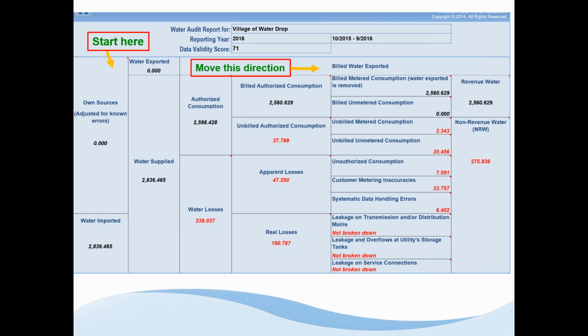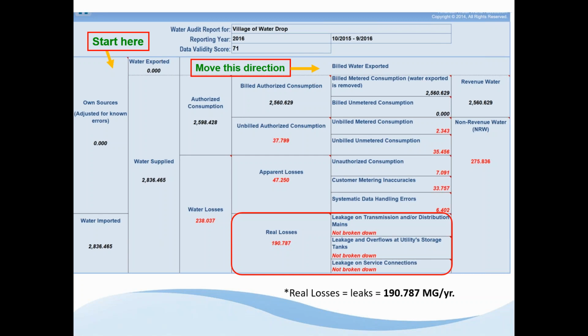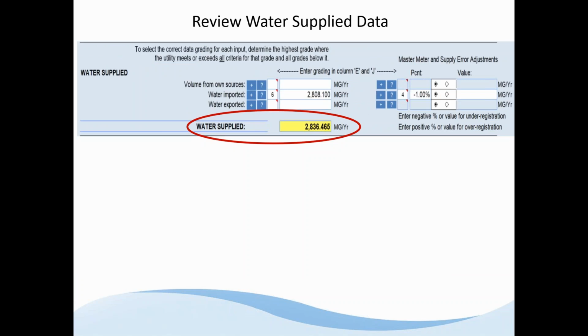So you start there and you move that direction as you pick it apart and as you fill the data out. Again, the concern on this one, a practice that they're now changing in their system, is tracking their real losses and what's happening when they have water main breaks and they find leaks and everything else when they do leak surveys. But all this goes to their real losses of 190 million gallons a year.